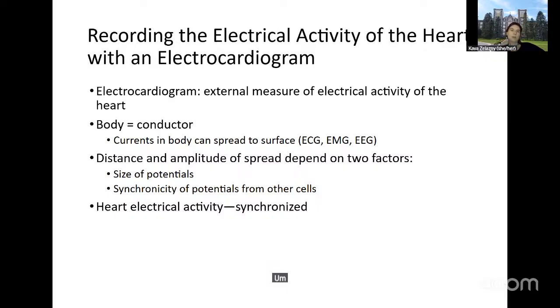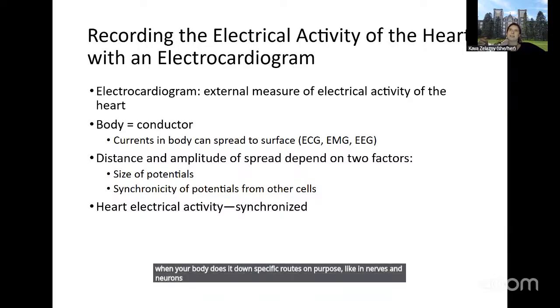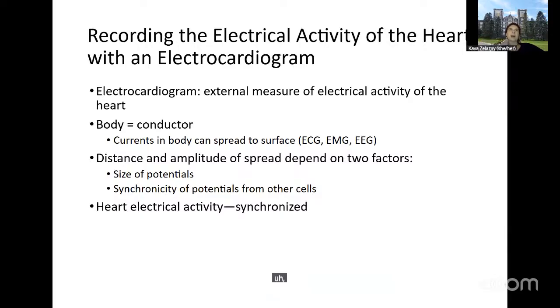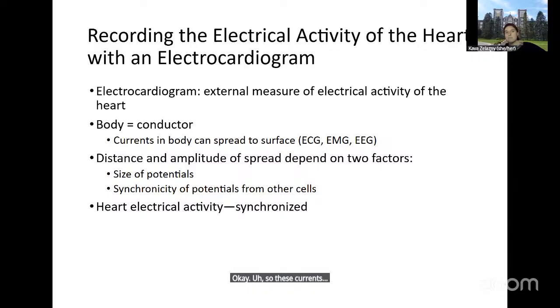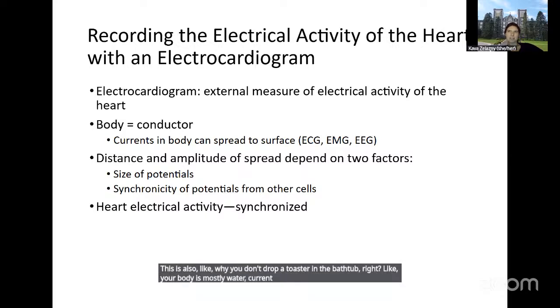When we've been talking about conduction, we've been focusing on when your body does it down specific routes on purpose, like in nerves and neurons and these conduction fibers in the heart. But there is radiation out of this stuff, even up to your skin. So these currents, this is also why you don't drop a toaster in the bathtub, right? Your body is mostly water. Currents spread really easily through water.